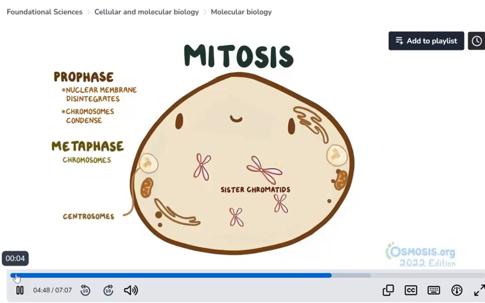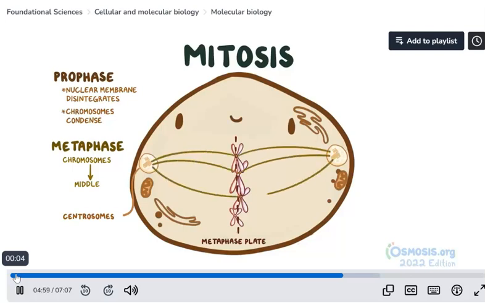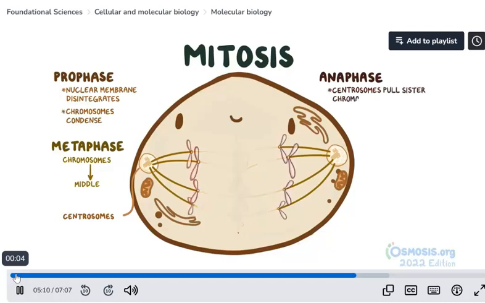During metaphase, chromosomes move toward the middle of the cell, on a line called the metaphase plate. So think M for metaphase and M for middle. When the chromosomes are in place, each centrosome sends out thread-like projections called spindle fibers that attach to the centromere of each chromosome. Next, during anaphase, the centrosomes start pulling on the spindle fibers to pull the sister chromatids apart, like a game of tug of war.